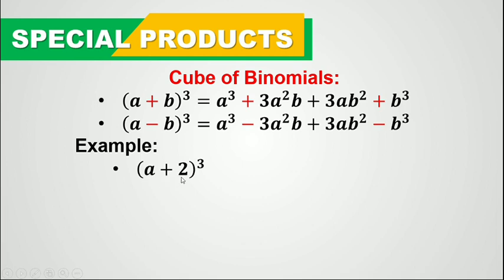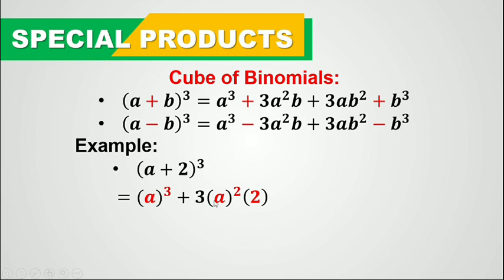So again, this is the pattern that we are going to follow. What is the pattern? The answer is the cube of the first term. So a, we are going to cube that. So a cubed, and then plus 3. The 3 is a constant, so it does not change, we just put the 3 there.